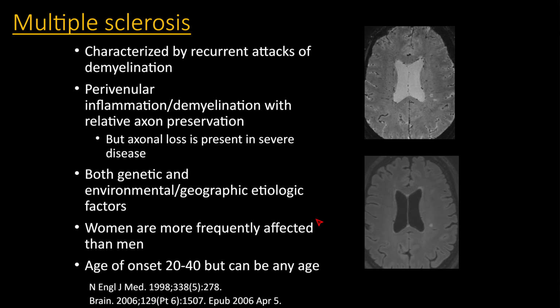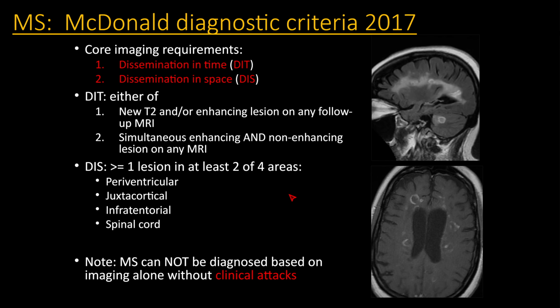Women are most frequent, more commonly affected than men, and the age of onset is usually 20 to 40, but really can be at any age. Now, it is crucial that any radiologist know the latest McDonald diagnostic criteria for the diagnosis of MS, and the latest one was in 2017.